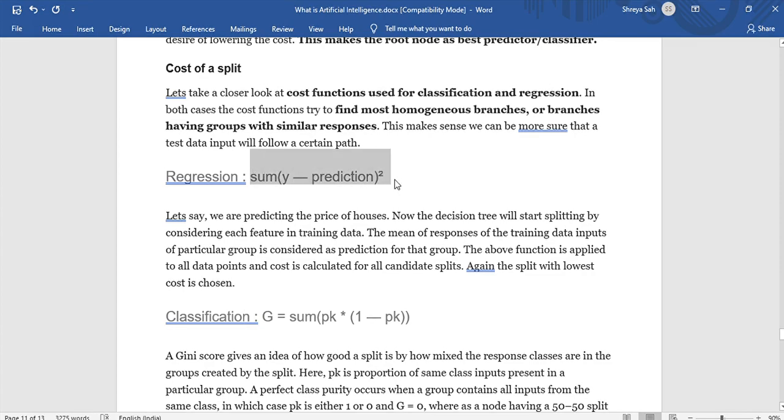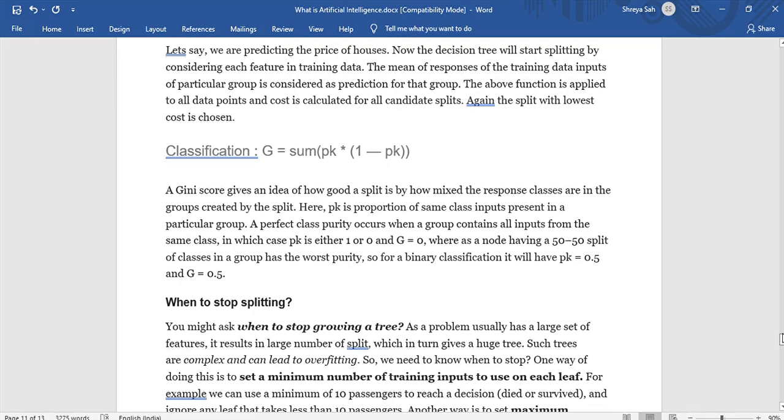This one is used when we are doing regression. Then when we are doing classification, we use this function. When we are doing classification, we will be using this function. Now, this is known as a Gini score.